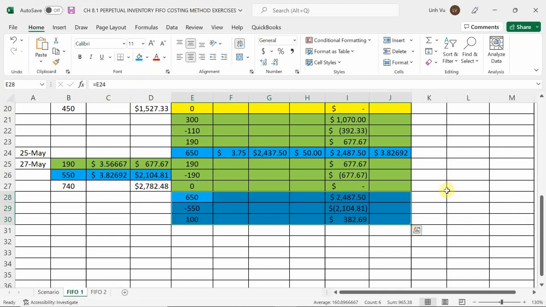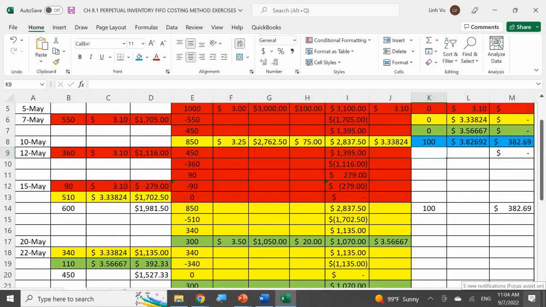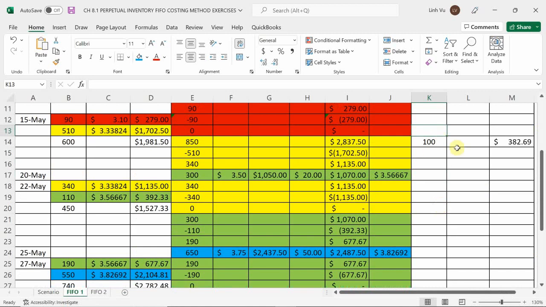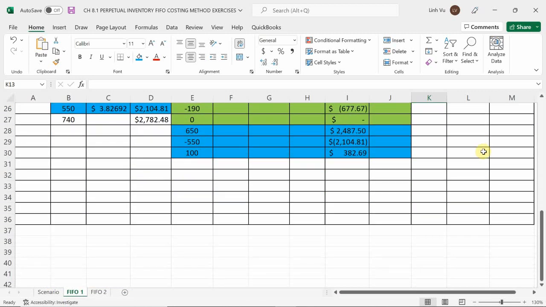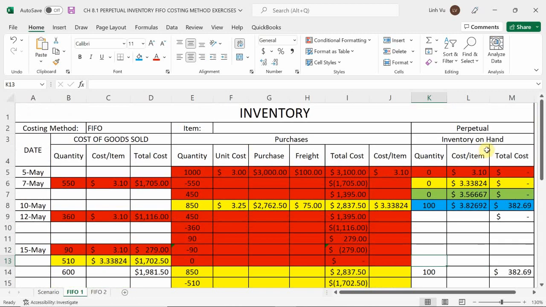So therefore, I need to subtract and adjust my inventory to be 100 units at $382.69. And guess what? At the end of May, I should have a total of 100 units left remaining, and I do. Okay, I do have the ending remaining at 100 units. And that's how I use my perpetual inventory worksheet.